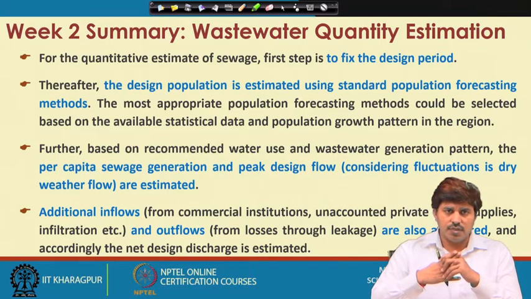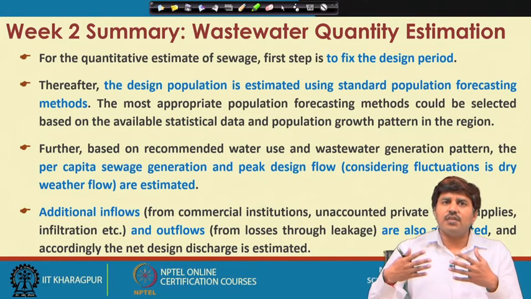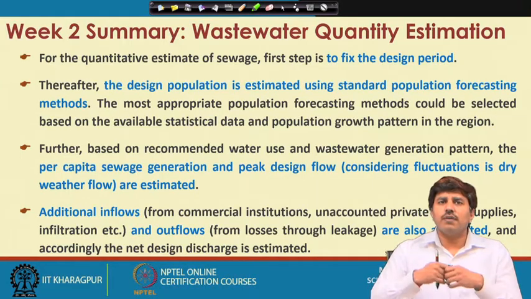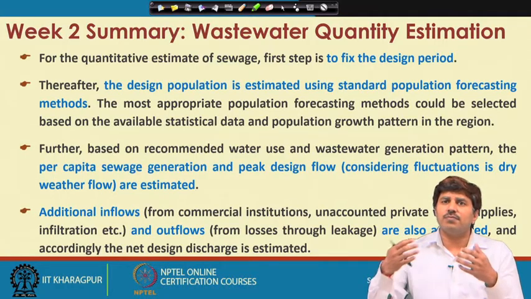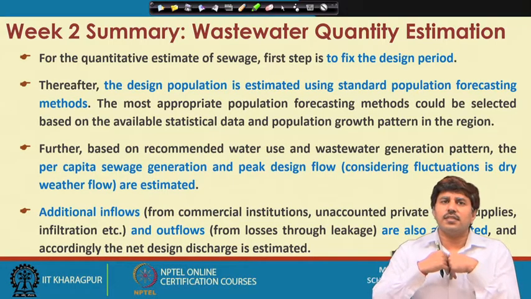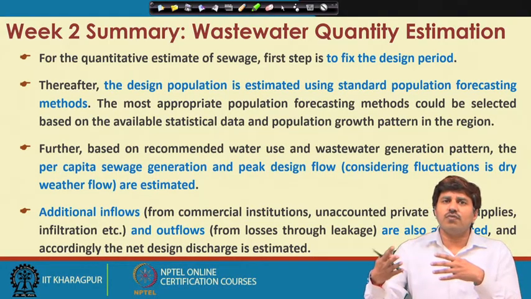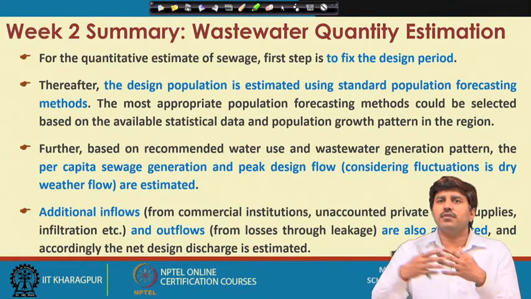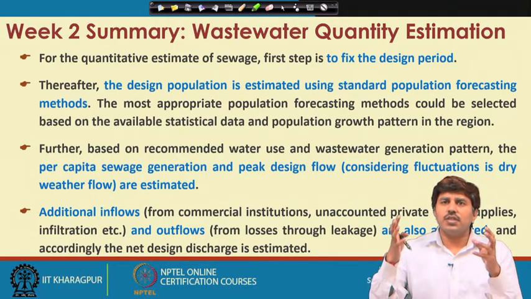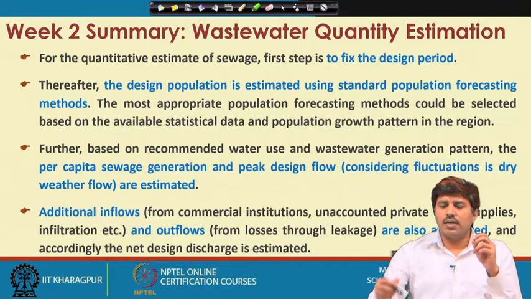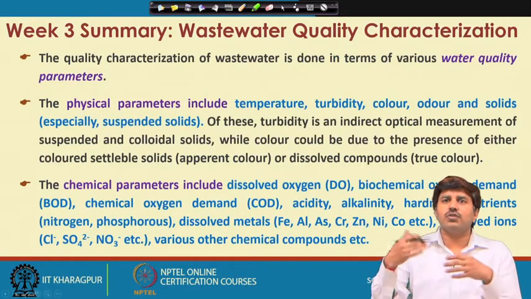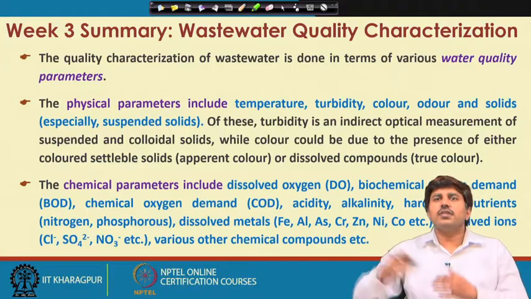Then there is the possibility of additional inflows or outflows. Inflows could come from commercial institutions, from unaccounted private water supplies, or from infiltration bringing water into the sewer line systems, or there is a possibility of certain outflows also, in the form of losses through leakage and that kind of thing. So, they also need to be estimated and accounted for, and then accordingly we get the net quantity of the sewage which could be available for handling during the design period.